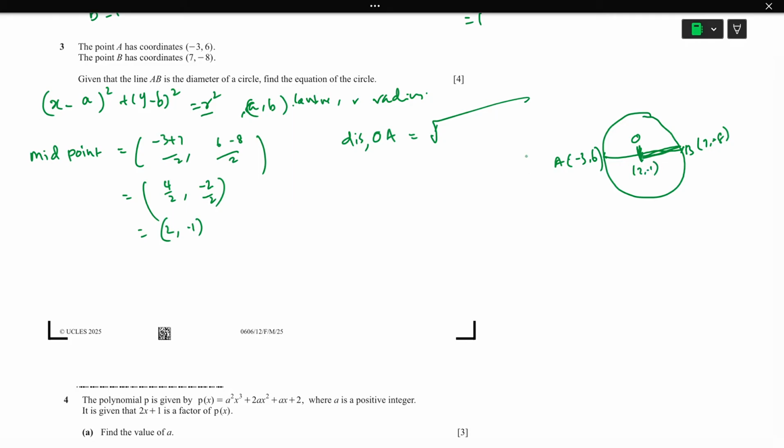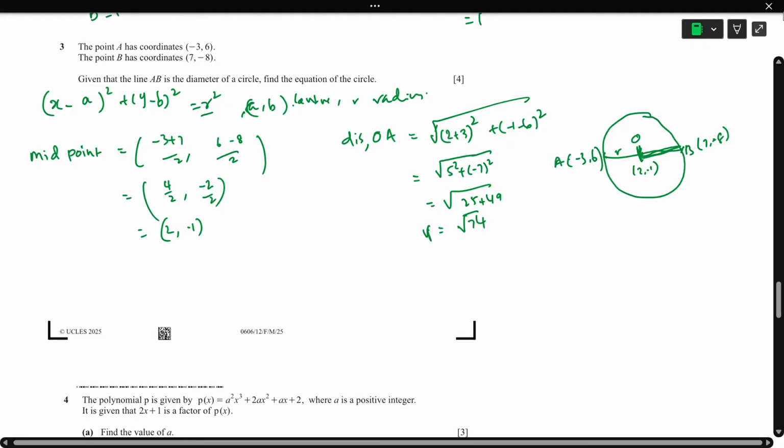So (x2 minus x1) whole square: 2 plus 3 whole square, plus (-1 minus 6) square, which is going to be the square root of 5 square plus (-7) square, the square root of 25 plus 49, which is the square root of 74. So I got r. This distance is going to be the radius.